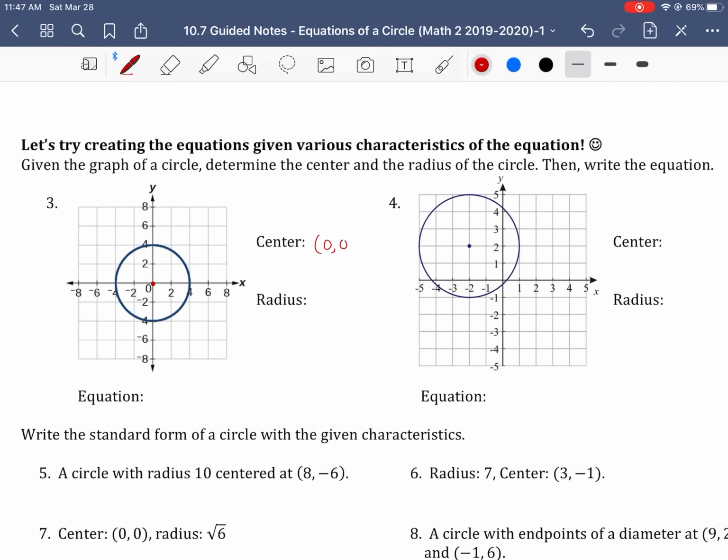So my center on this one is at 0, 0. That's really important. We know that. And then the radius we count. So this is 2 units away, 4 units away. If you look at the radius of the circle in any direction, it looks like it's 4 units. So we're looking at a radius of 4.